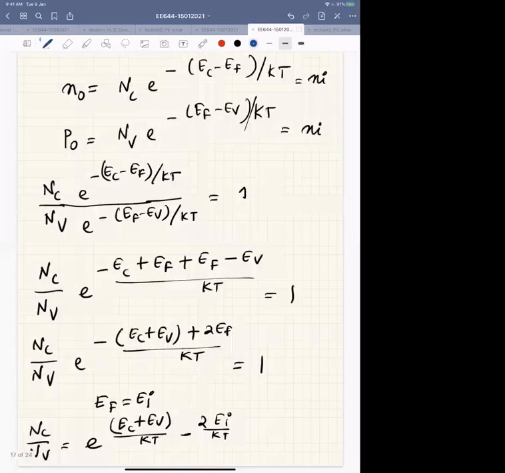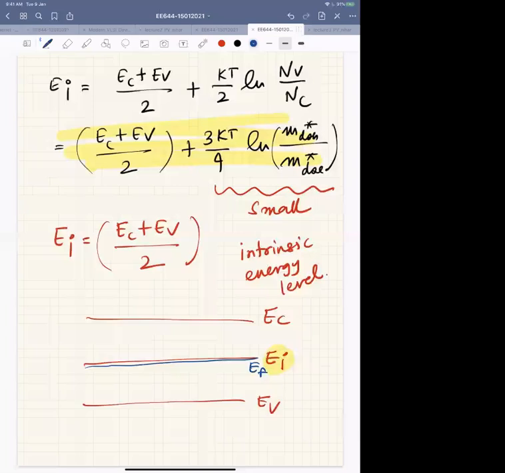Sir, Fermi level is always in the between? See, what is the Fermi level? We defined it in Fermi-Dirac statistics: the Fermi level is where the probability is half. At absolute zero temperature, the probability of finding an electron in the valence band is 100% or 1, and the probability of finding an electron in the conduction band is 0. And the Fermi level is right at the middle.